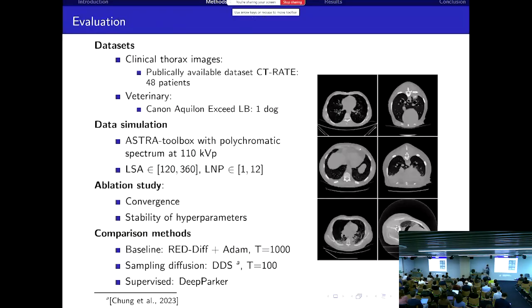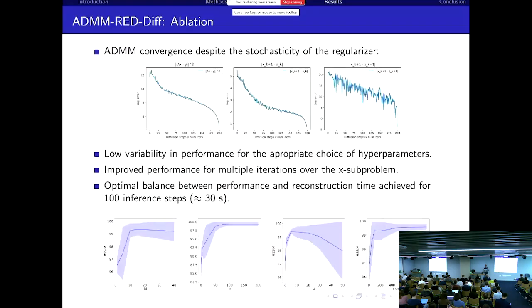Okay, so we evaluate this proposed reconstruction method with a publicly available CT dataset with 40 clinical patients, and we also evaluate it with a veterinary patient acquired with a clinical veterinary system. We simulate our artifacts with the Astra Toolbox, which is PyTorch compatible, so it's pretty fast, and we apply a polychromatic spectrum to perform a realistic simulation. Then we compare with a supervised method, a post-processing domain method, sampling diffusion methods such as DDS, as we saw yesterday, and with the original RedDiff implementation, just to ensure that we are improving the results.